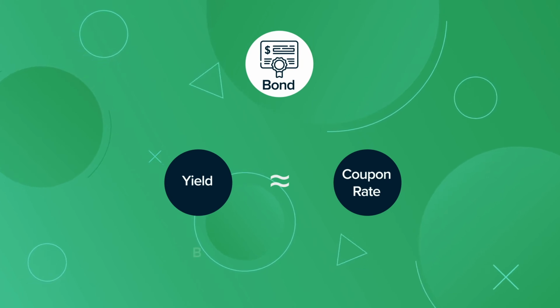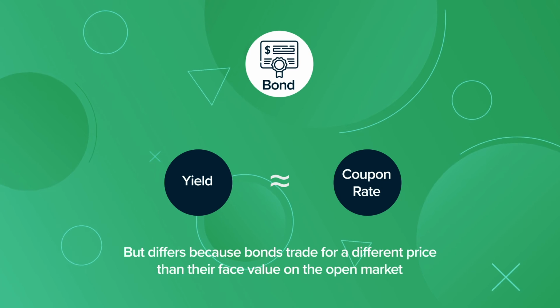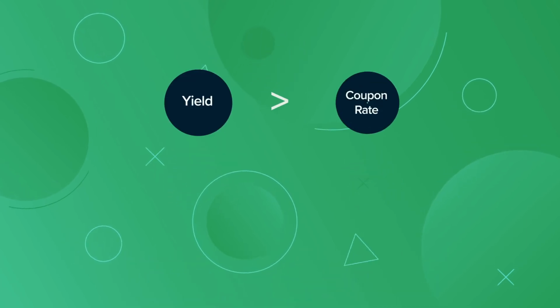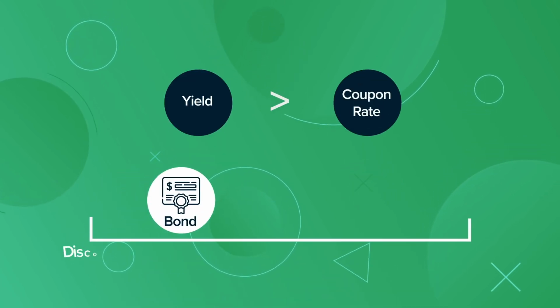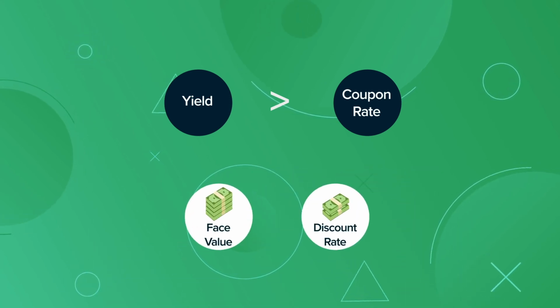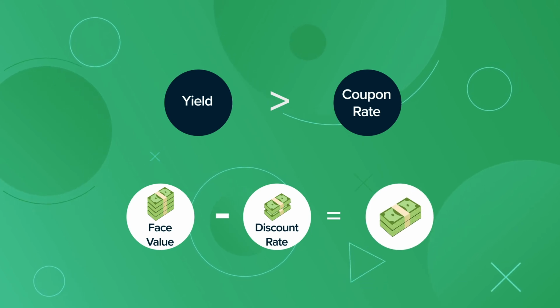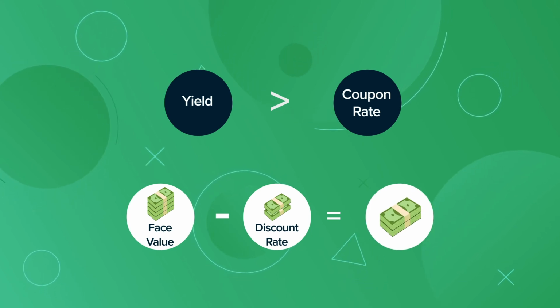For a bond, yield is similar to a bond's stated coupon rate, or percentage interest to be paid by the bond, but differs because bonds trade for a different price than their face value on the open market. The yield will be higher than the coupon rate if the bond is bought at a discount and sold for its full face value, since one will invest less for the same return and will keep the difference between the discounted price and face value when the bond reaches maturity.